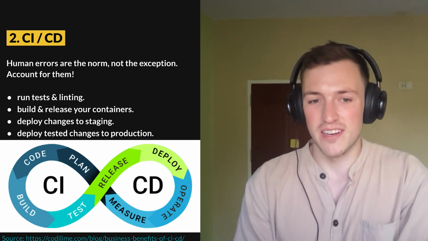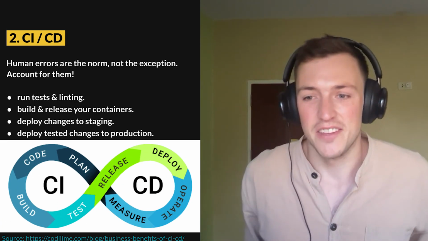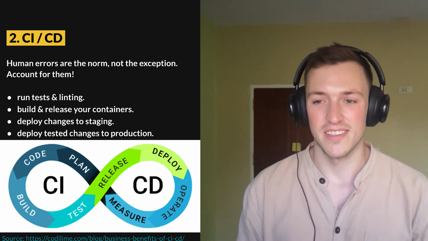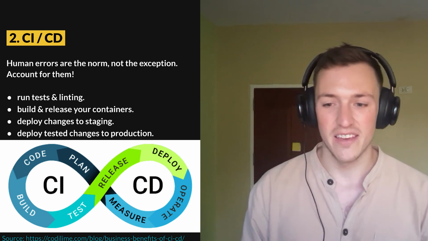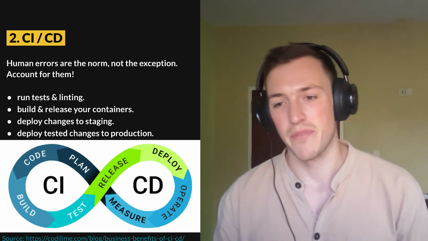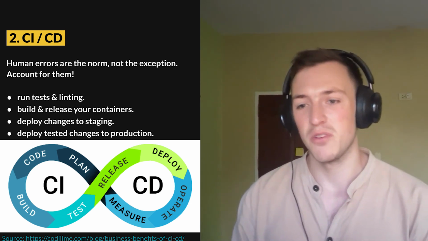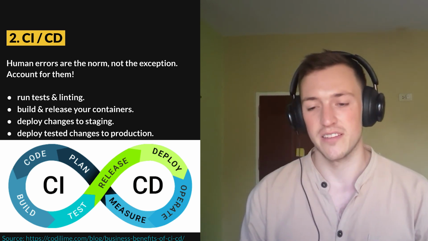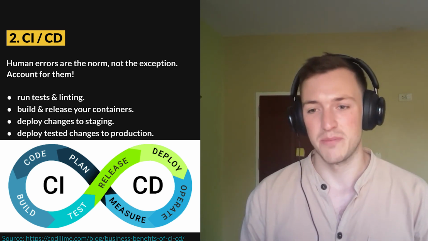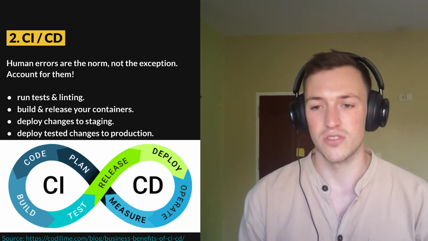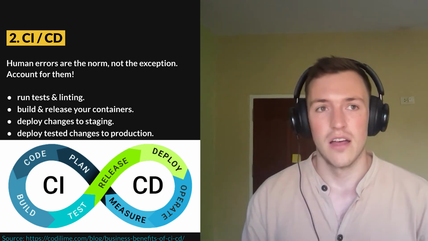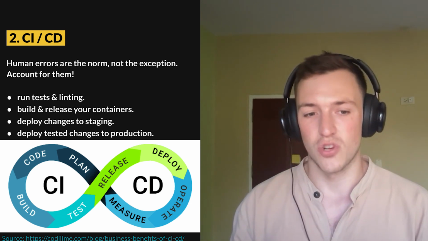Human errors are the norm, not the exception, and you need to account for that. Every developer knows that from time to time, you're just in a hurry. You have a bad day, you're annoyed. Maybe you just push something that's not working. Maybe you merge something without properly checking it. Maybe you didn't run the tests because you were sure that this is just a small thing and you assumed that it would work. I think the whole deployment pipeline should be automated.